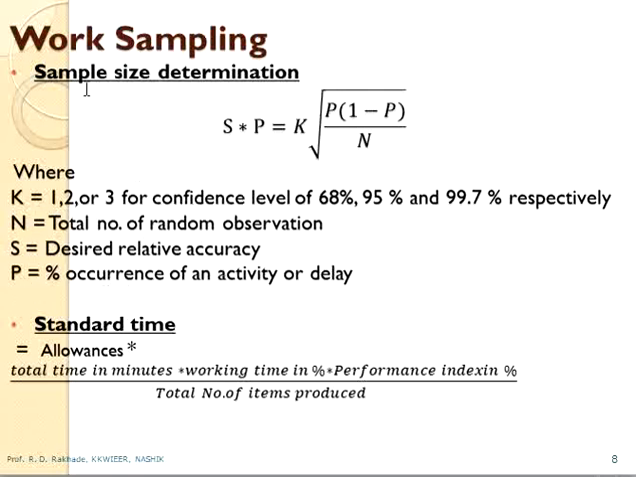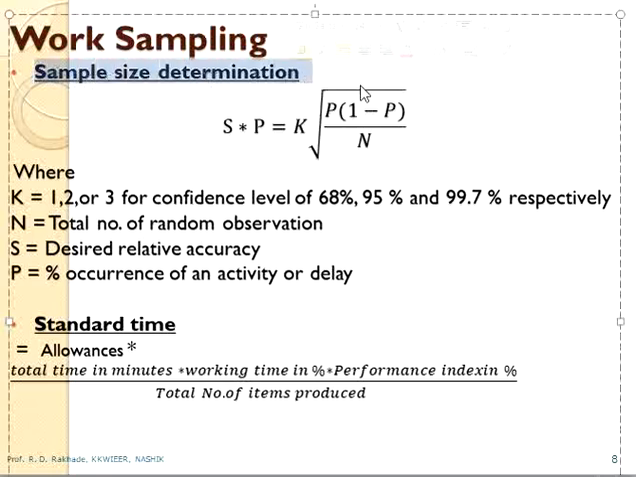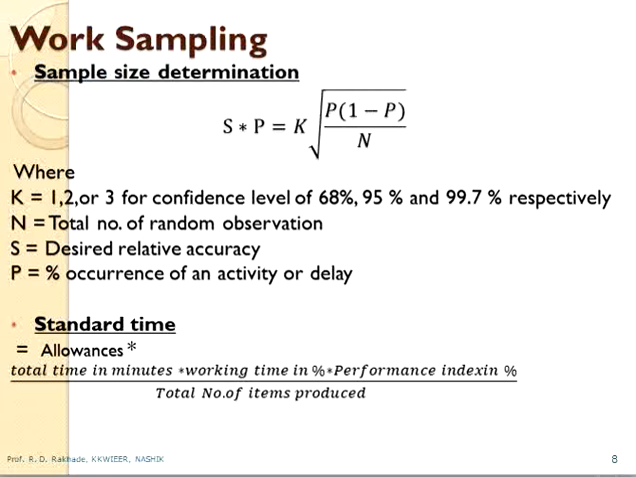A second formula, that is sample size determination, or we can say determining the number of observations required for given accuracy in standard time. So here we determine how many observations are required to find out a standard time.